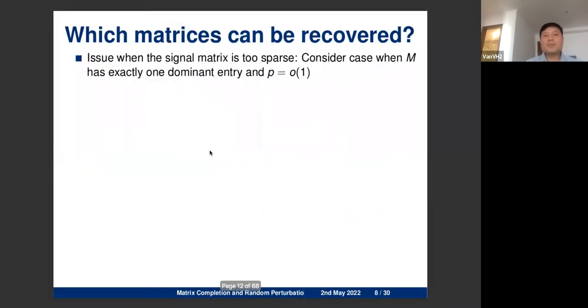Okay, so which matrices can be recovered? Now, apparently you see an issue when the original matrix is too sparse. Say it has exactly one dominant entry and all the rest are very small. And let's take P to be 1/10. And actually you will never hit that entry, right? You hit that entry with very small probability, and all the entries you hit will be unimportant entries. So in this case, there's no way to recover the matrix, right? Because you miss the most important information.